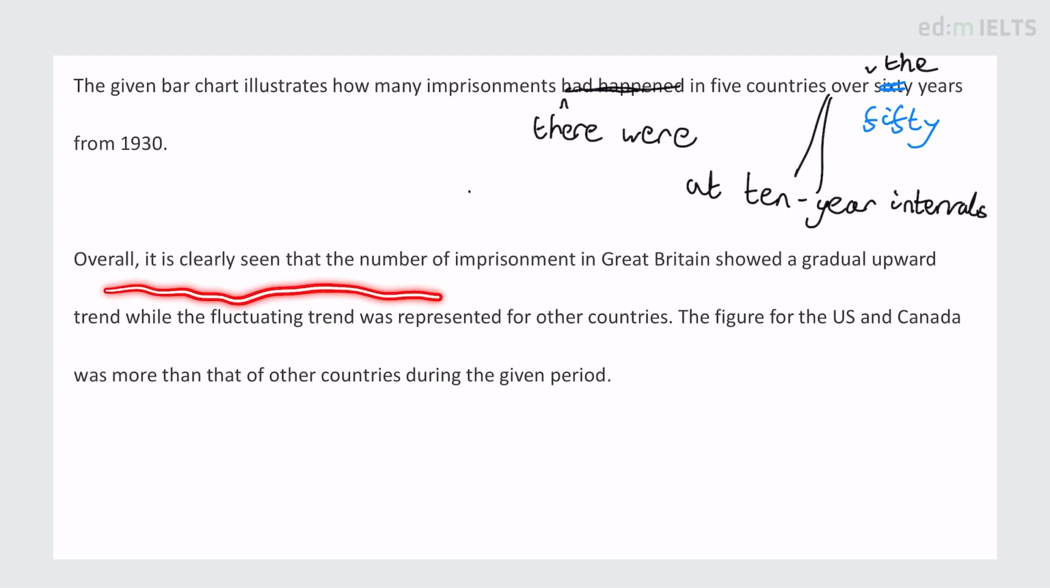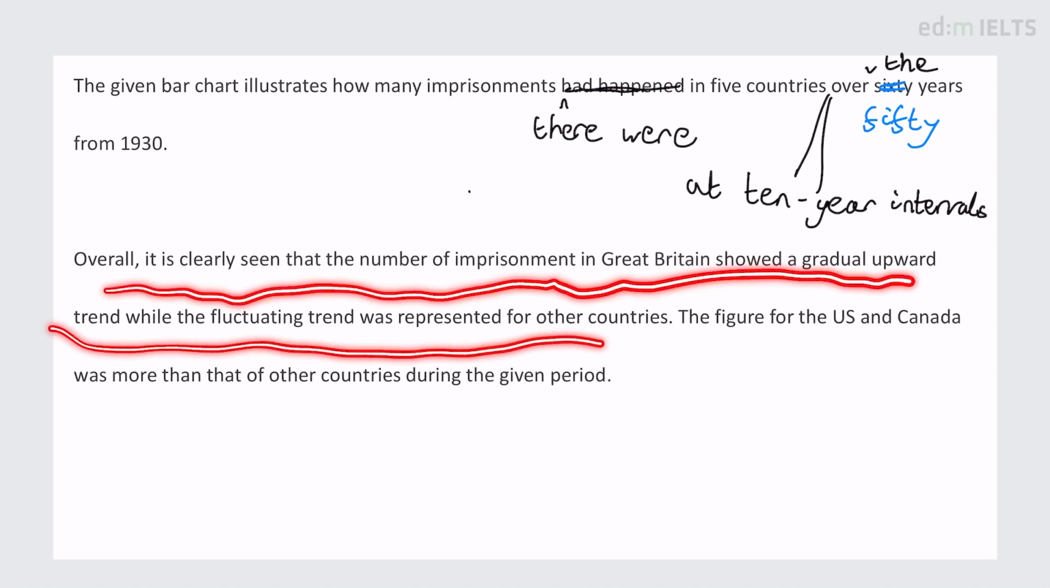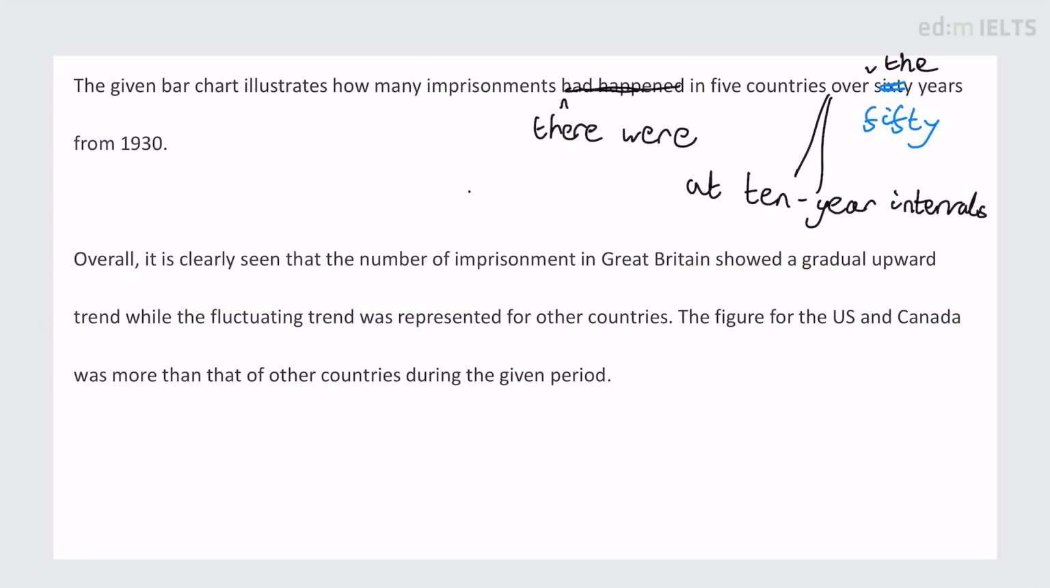Moving on, overall, it's clearly seen that the number of imprisonments in Great Britain showed a gradual upward trend, while the fluctuating trend was represented for other countries. Some good stuff. Overall, it's clearly seen that the number of imprisonments, that's a good start. But imprisonment is a normal countable noun, so imprisonments in Great Britain showed a gradual upward trend. So the figure, the number as it changes, is showing a pattern. It's showing a gradual upward trend. That's quite nice.